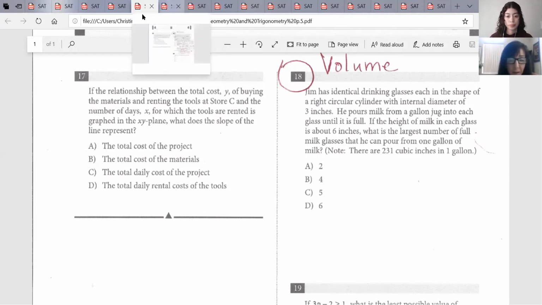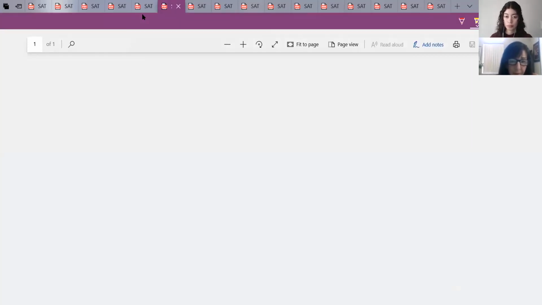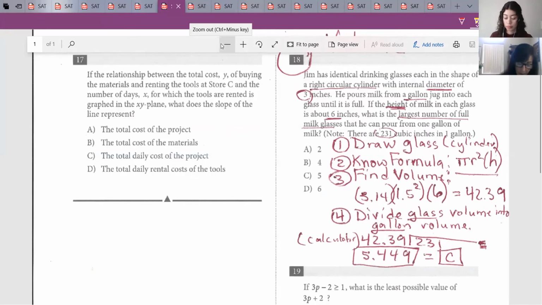Next one. Write down what you know, and let's see how we can pull this apart. Notice I've underlined the word diameter. I've circled the number 3. I've underlined the word gallon, underlined height, and the height of the glass is 6 inches. And I've also circled 231. So draw a glass, know the formula, pi r squared times height, and now plug in.